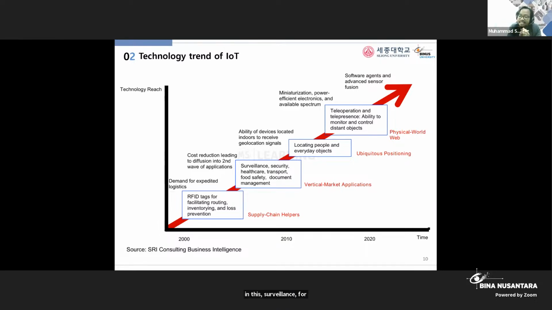And moving on to the next stage of IoT technology, we have IoT devices that can locate people and objects in real time. One of the IoT technologies currently installed in your smartphone is GPS, the Global Positioning System, which can detect your accurate location outdoors, right? Without any technical understanding. And next, moving on.